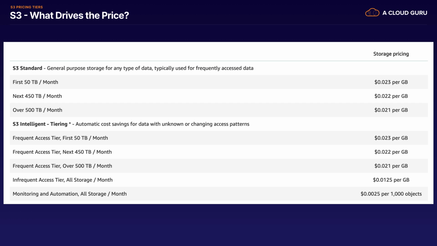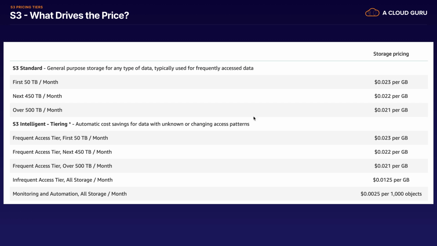Now let's have a look at the different costs. This is the cost out of Northern Virginia. It will change around the world, but it gives you a good overall idea. So S3 Standard: for our first 50 terabytes, we're paying a storage price of 2.3 cents per gig. As we go over 50 terabytes and up to 450 terabytes, we're paying 2.2 cents. We're then going up to 2.1 cents for over 500 terabytes.